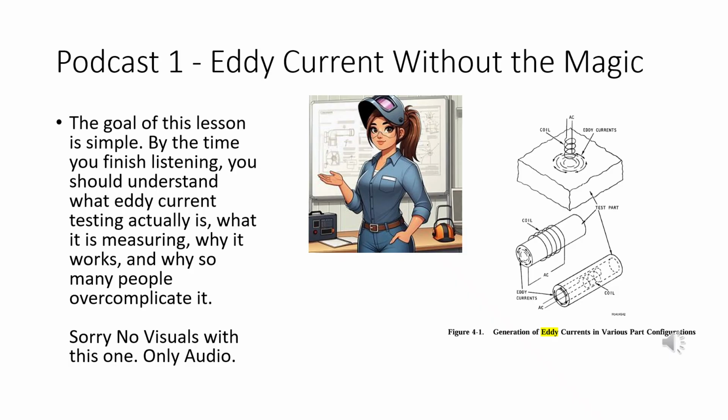The inspector sees an indication, never sees the crack. The instrument only sees disturbed current flow. That is a critical idea. ET never detects cracks directly. ET detects the effect cracks have on electrical current.